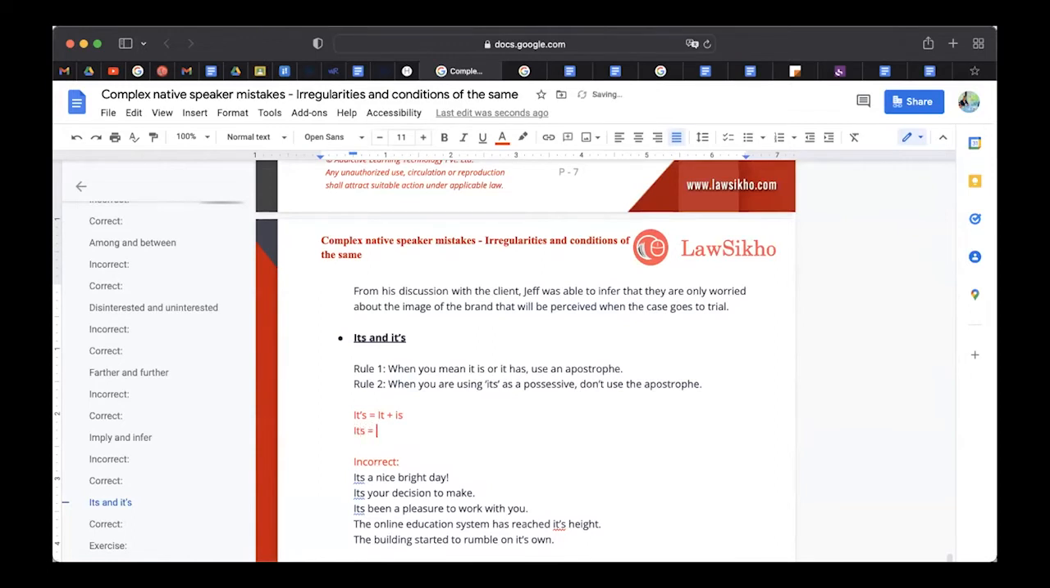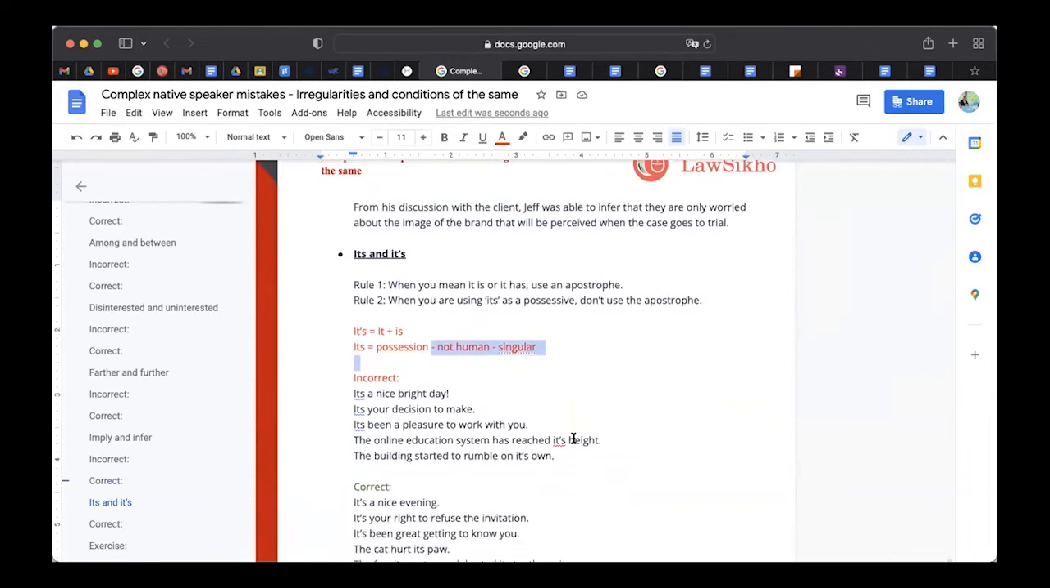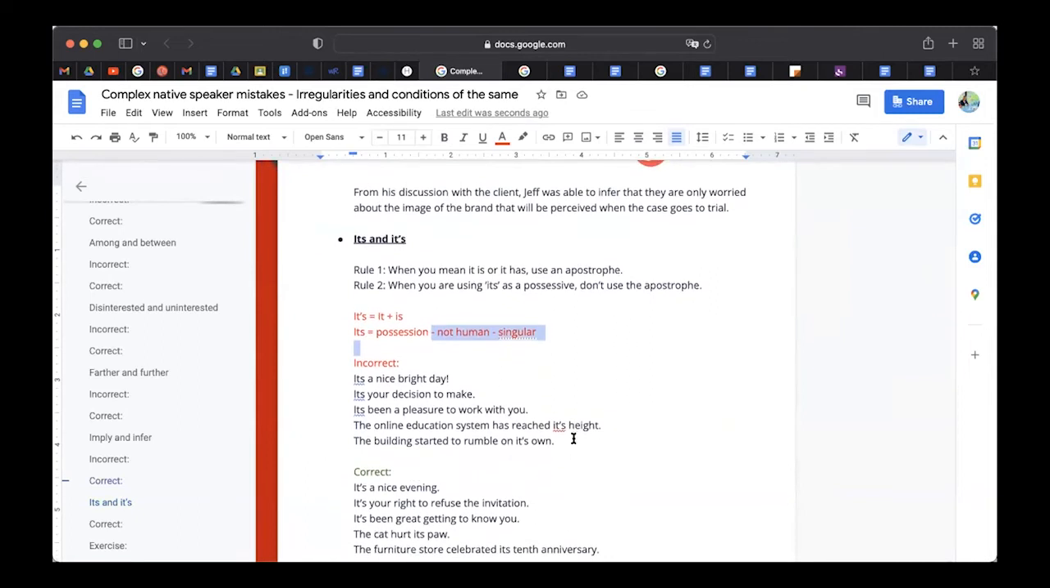Its without an apostrophe is a possession of something which is not human, because if it is a human, it'll be him or her, right? Remember my sentence, it was a cat and a furniture store. It can't be a human. However, it will be singular in nature. It cannot be plural. If it is plural, then it will become their. So its without an apostrophe is only used for a possession which does not belong to a human and is singular in nature. Good? Okay. Everyone else, good? Questions, doubts here? Totally clear, ma'am. Great.